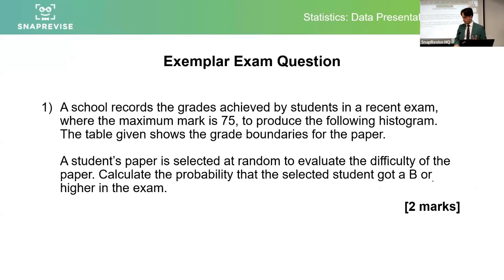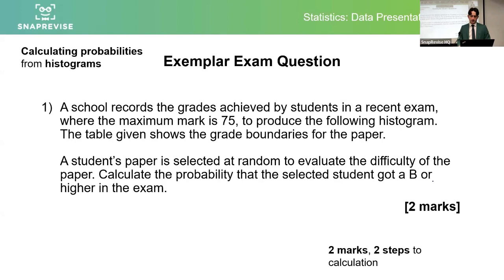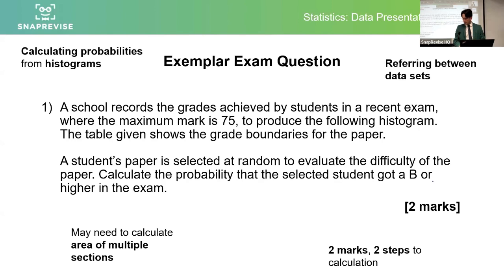Right, I think this is great. Really good question. So let's have a little look. 2 marks, 2 steps. Probabilities from histograms like we've just been doing. And we're referring to different sort of bits of information. And we may need to look at the area of different sections. So probability, because it's greater than or equal to, we've got to look out for that. We're given a table. That's important. B or higher, got to refer to that. Let's have a look.